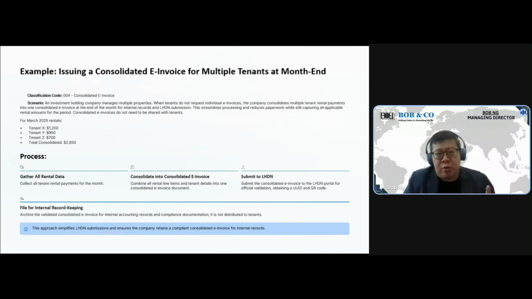And what's the difference between consolidated and individual? In the individual, it's a bit more burdensome because you have to ask for, you remember the few main things, like the full legal name, TIN number, ID number, and address. For a consolidated invoice, you don't actually need to do so. You are only required to gather the rental amount data from the tenants, right? And when you're in the MyInvoice portal, you consolidate all this information into a consolidated e-invoice, right? And submit to LHDN. And then LHDN will send you back a UUID and a QR code together.